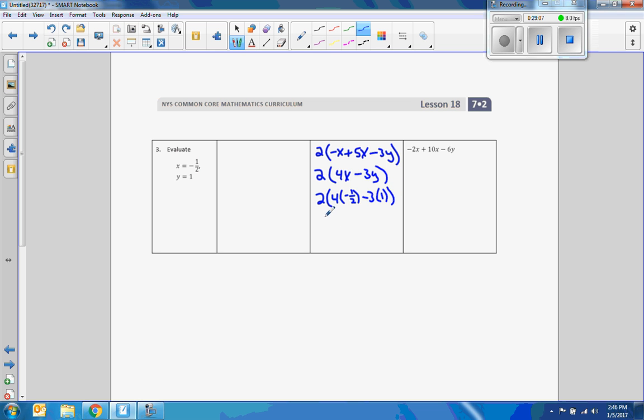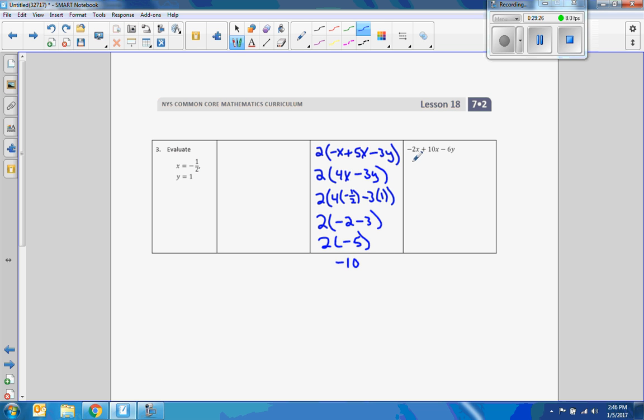Okay. Order of operations says do multiplication first. So 4 times a negative 1/2 is negative 2. Minus 3 times 1, which is 3. And then parentheses come first. Negative 2 minus 3 is negative 5. And we get negative 10.